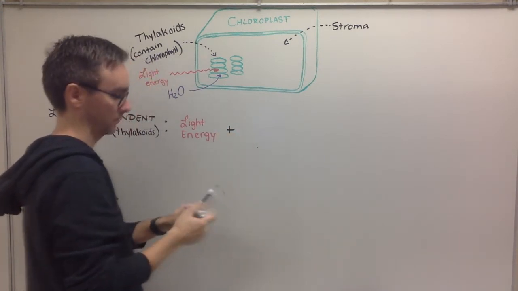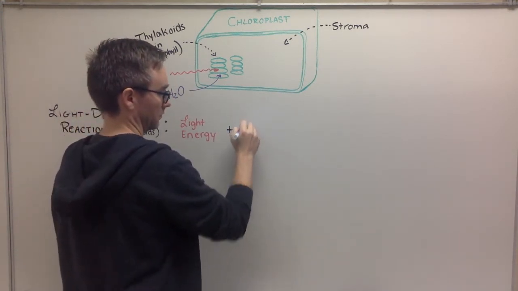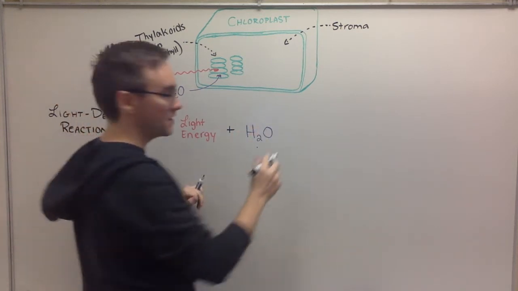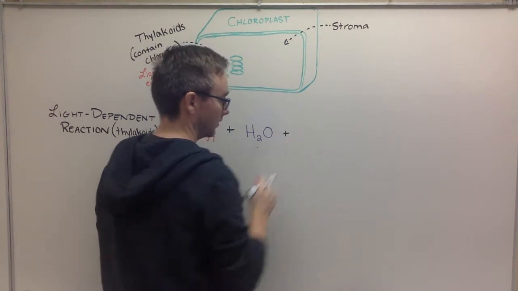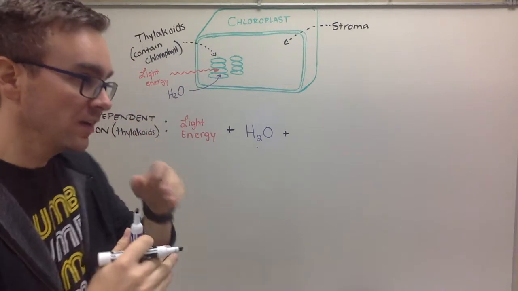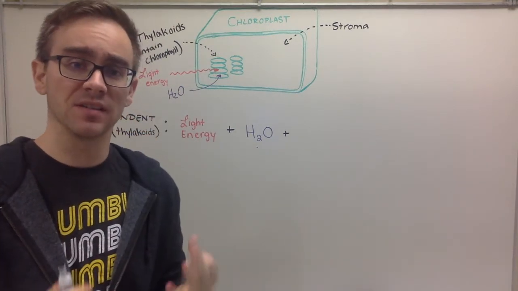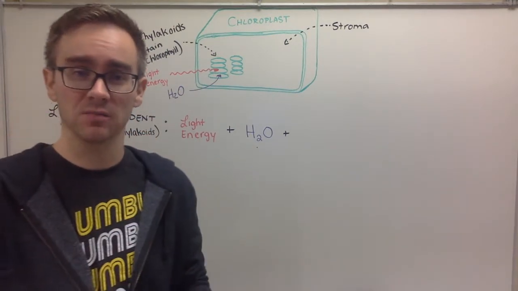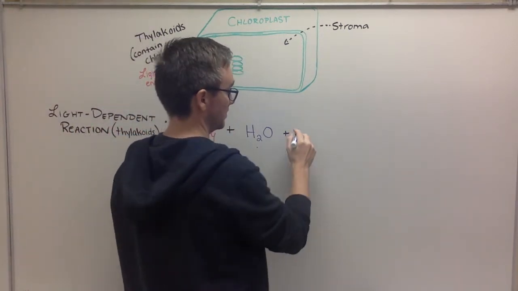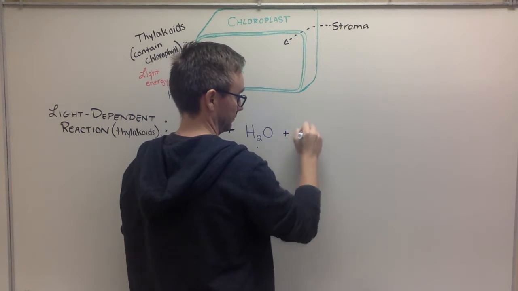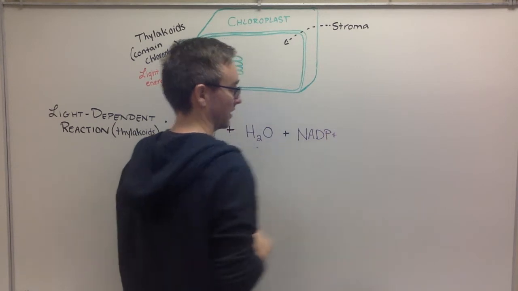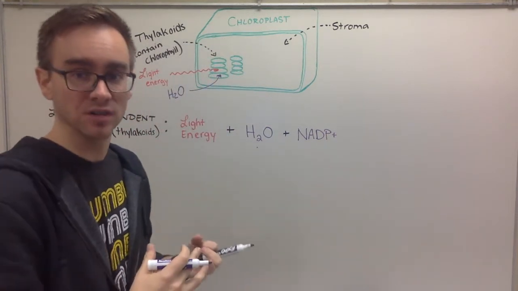Plus our water. All right, plus another molecule. This one kind of acts as a middleman, in the fact that it's not in our final reaction, but it's a necessary molecule, and it's a very complex molecule. It is known as NADP. It actually has a plus sign because it's a positive charge at this moment.